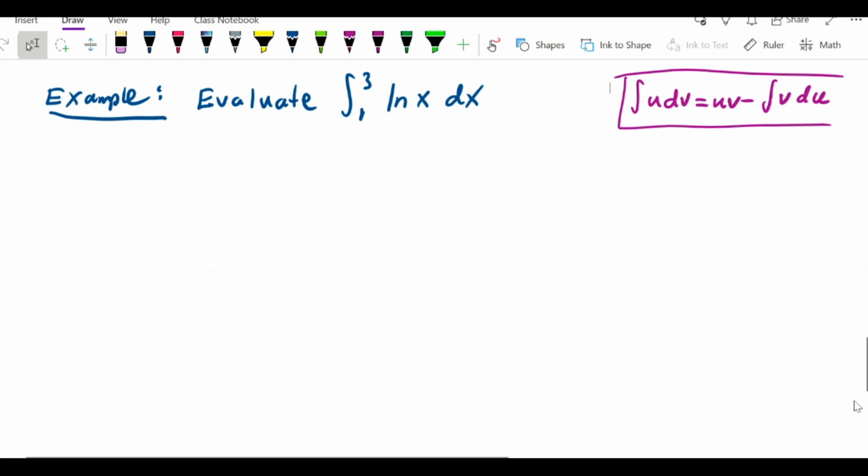Okay, for our next problem, I want to use the example, find the integral from 1 to 3 of ln x dx to make two separate points. First of all, before I even make those points, I just want to observe something.